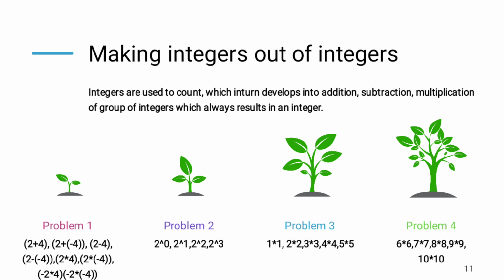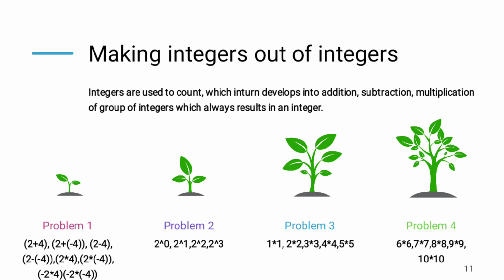Problem 1. Do the problem by yourself so that you will get an idea of how to do a math problem. 2 plus 4, 2 plus minus 4, 2 minus 4, 2 minus of minus 4, 2 into 4, 2 into minus 4, minus 2 into 4, minus 2 into minus 4.